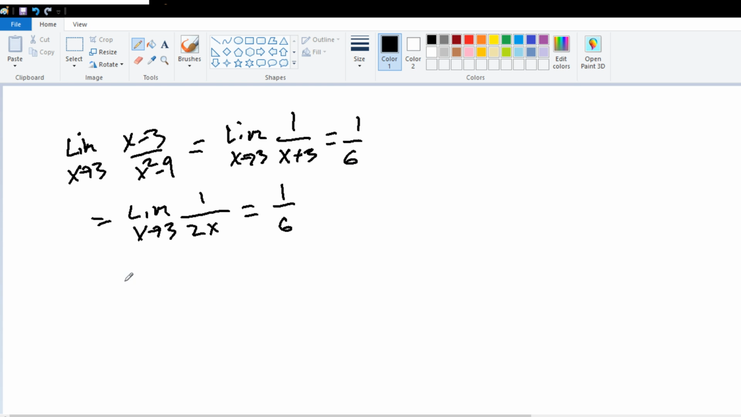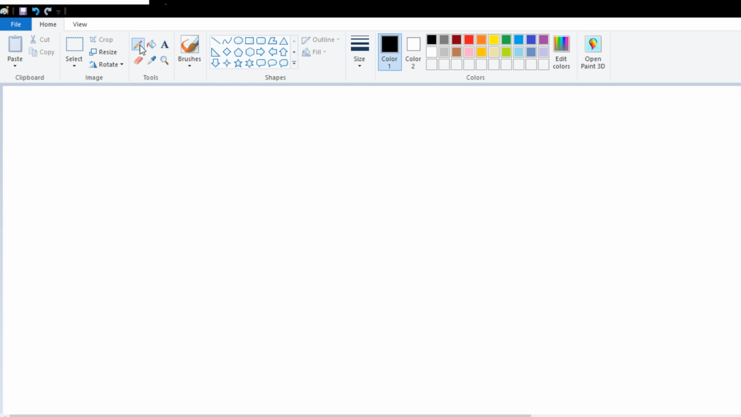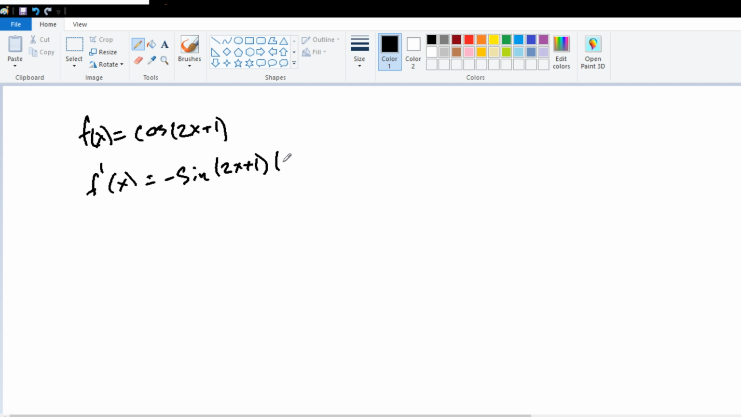Okay, and we're asked to find the derivative of f, where we have f is equal to cosine of 2x plus 1. This is a chain rule, so f prime of x equals the derivative of the outside function is negative sine, the inside function is 2x plus 1, and the derivative of the inside function is 2. So this is our derivative.